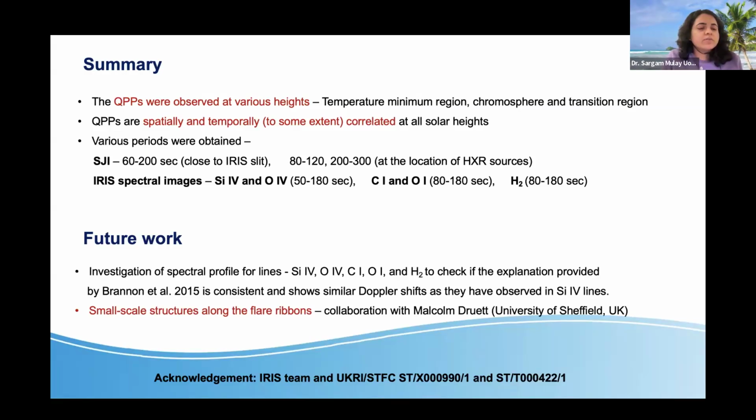Our future work involves the investigation of the spectral line profiles. We are going to focus on the silicon 4, oxygen 4 lines and other lines in the solar atmosphere to check if the explanation provided by Brannan et al. is consistent in various different layers of the sun, and if there are any similarities or differences in the Doppler velocities as well. We are also interested in studying the small scale structures along the flare ribbons, and we are collaborating with Malcolm Druitt at the University of Sheffield to learn more about this type of event.